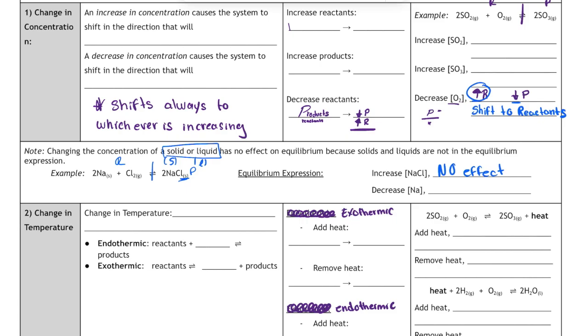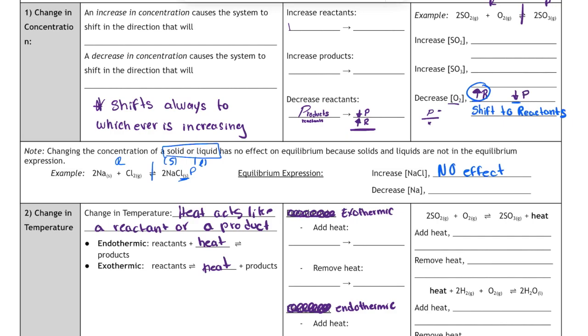Okay, so changes in temperature. Make sure we're going to fill this one out. So heat acts like a reactant or a product. Very important. You're going to treat it just like another reactant or product. If it's endothermic, heat is going to be in the reactants. And if it's exothermic, heat is going to be in the products.